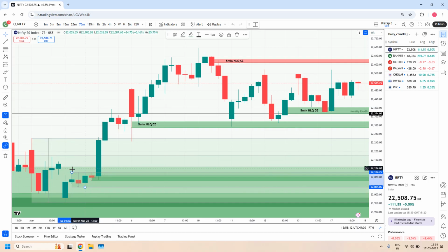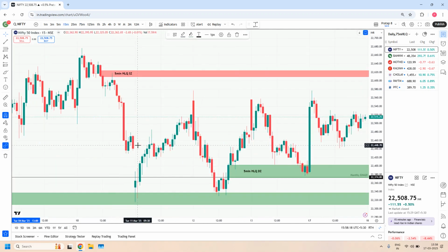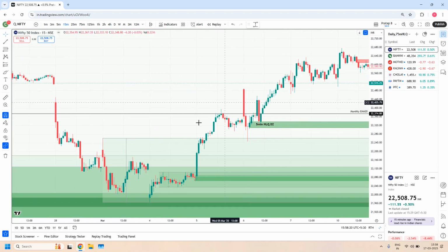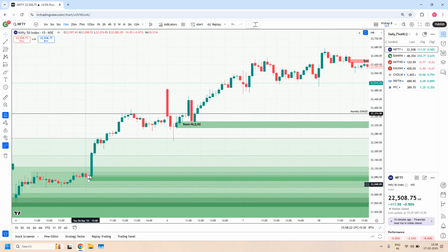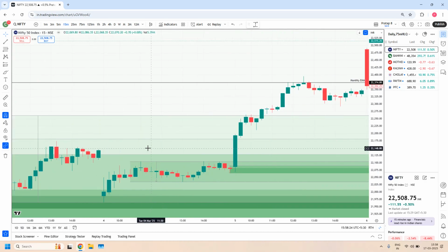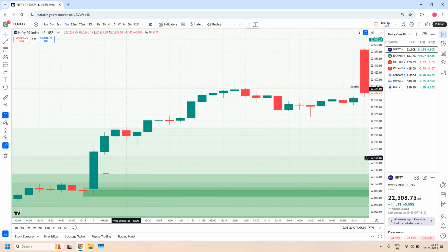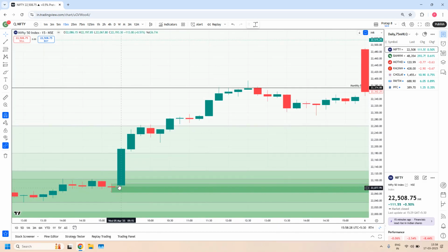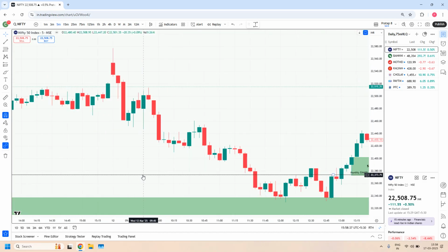This 75 minute zone is again fine-tuned with the 15 minutes time frame. Let's go to the 15 minutes time frame. Here in the 15 minutes time frame, you have a drop candle, a base candle and a rally candle. Drop, base, rally. And within this 15 minutes area, again fine-tune with the 5 minutes time frame.